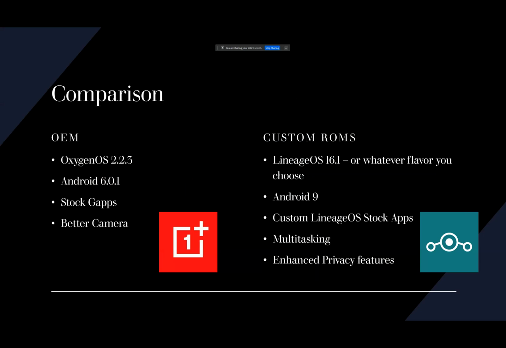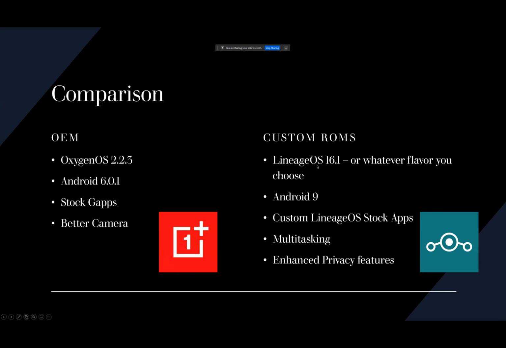So here, the OEM Oxygen OS 2.2.3, that's as far as it went. And so then that comes with Android 6. And then I had the stock Android and Google apps, such as Google Drive, Google Phone, messages and all that. And then the camera seems to be a little better on the original software versus on the custom software that I'm running now.